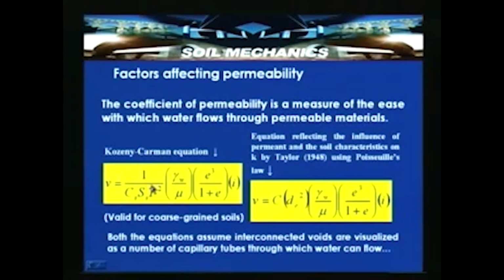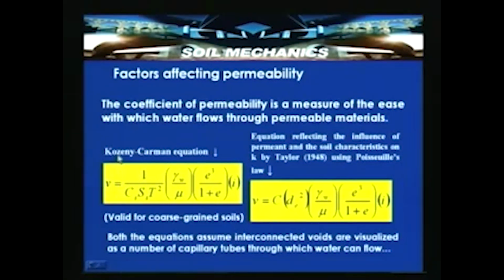This is expressed in the form of Darcy's equation, V is equal to Ki. This particular part is nothing but the coefficient of permeability K. Another equation reflecting the influence of permeant and soil characteristics on K was proposed by Taylor in 1948 using Poiseuille's law, which is shown here: V is equal to C into d square gamma w by mu, e cubed by 1 plus e, and i.